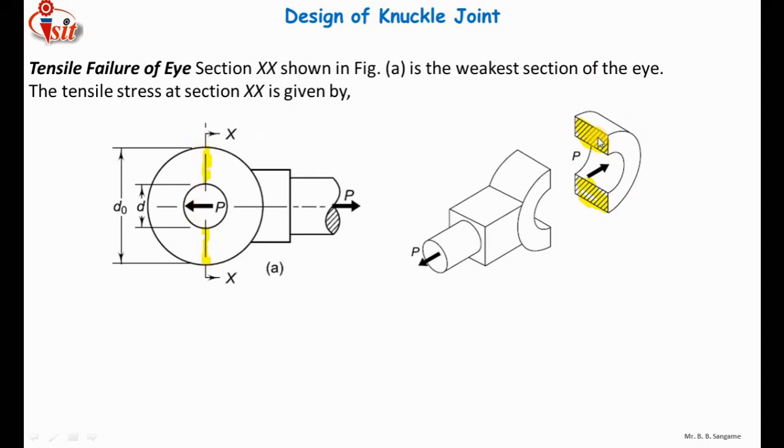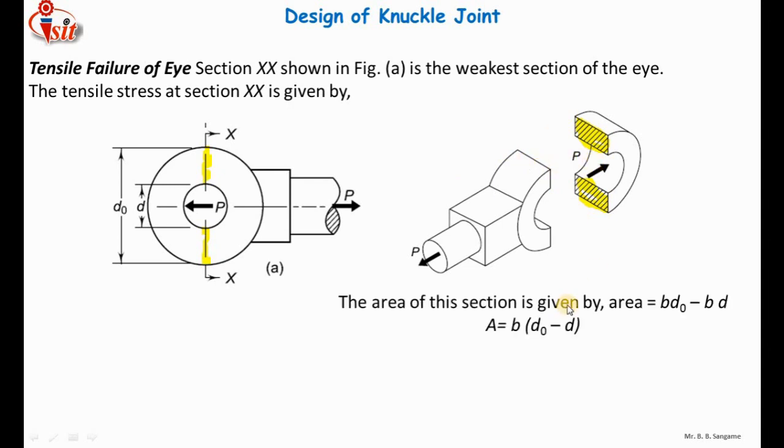Here we need to consider the thickness of the eye, which is b, and the outer and inner diameters. In the previous slide I explained how to calculate them. The outer diameter is 2 times the diameter of the pin, and the inner diameter is the diameter of the pin. Using this we can calculate the area under tension. This is a rectangular area with width b and length do minus d. So the area A is equal to b into (do minus d).